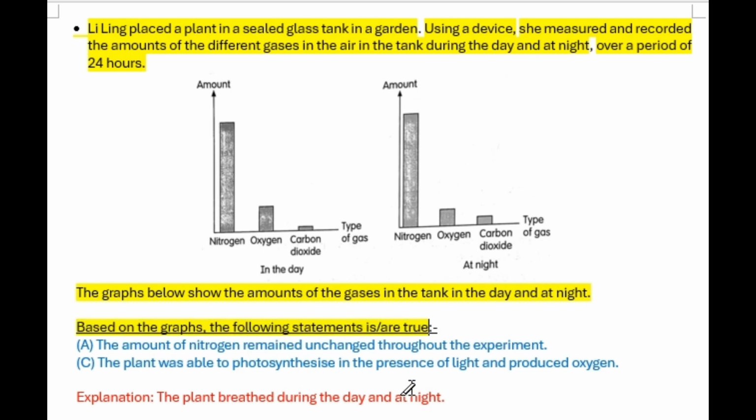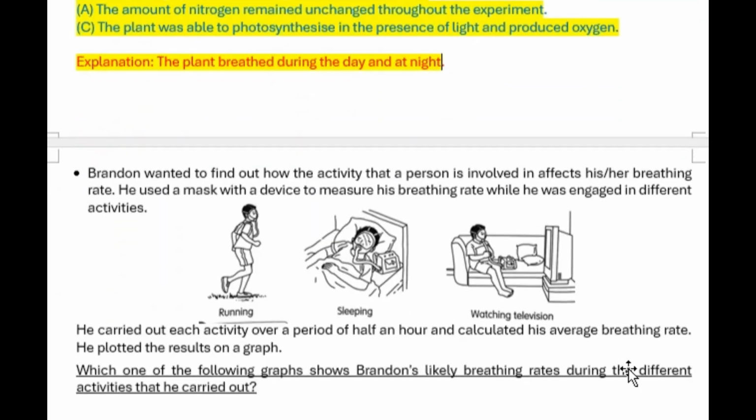Based on the graphs, the following statements are true. A. The amount of nitrogen remained unchanged throughout the experiment. C. The plant was able to photosynthesize in the presence of light and produce oxygen. Explanation: the plant breathed during the day and at night.